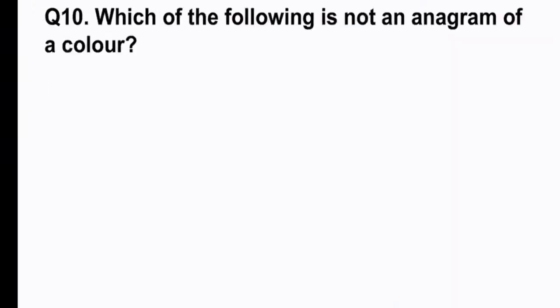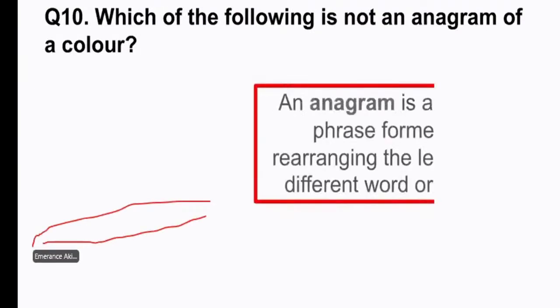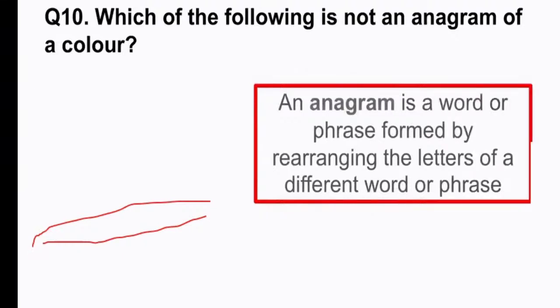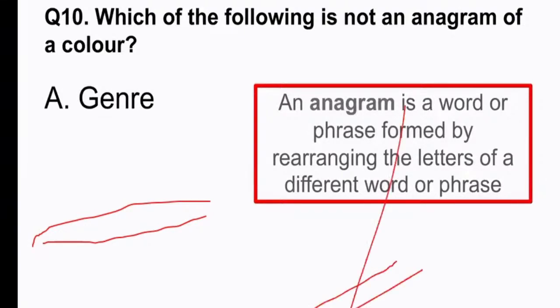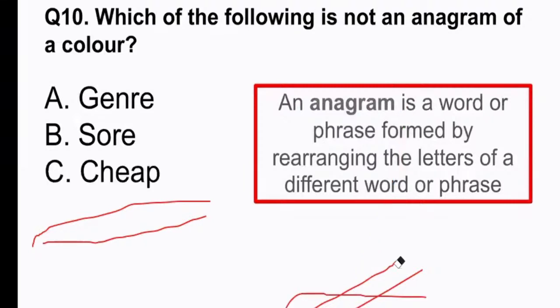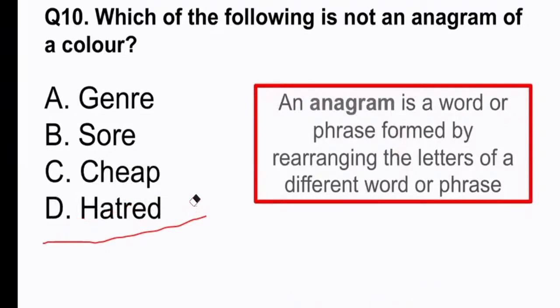Number 10, which of the following is not an anagram of a colour? Now, an anagram, for those who don't know, is a word or phrase formed by rearranging the letters of a different word or phrase. So, if you look at that genre, could we create a colour by rearranging those letters? B, saw, again, could we form a colour, a word colour, by rearranging those letters? The same for C, cheap, and D is hatred.